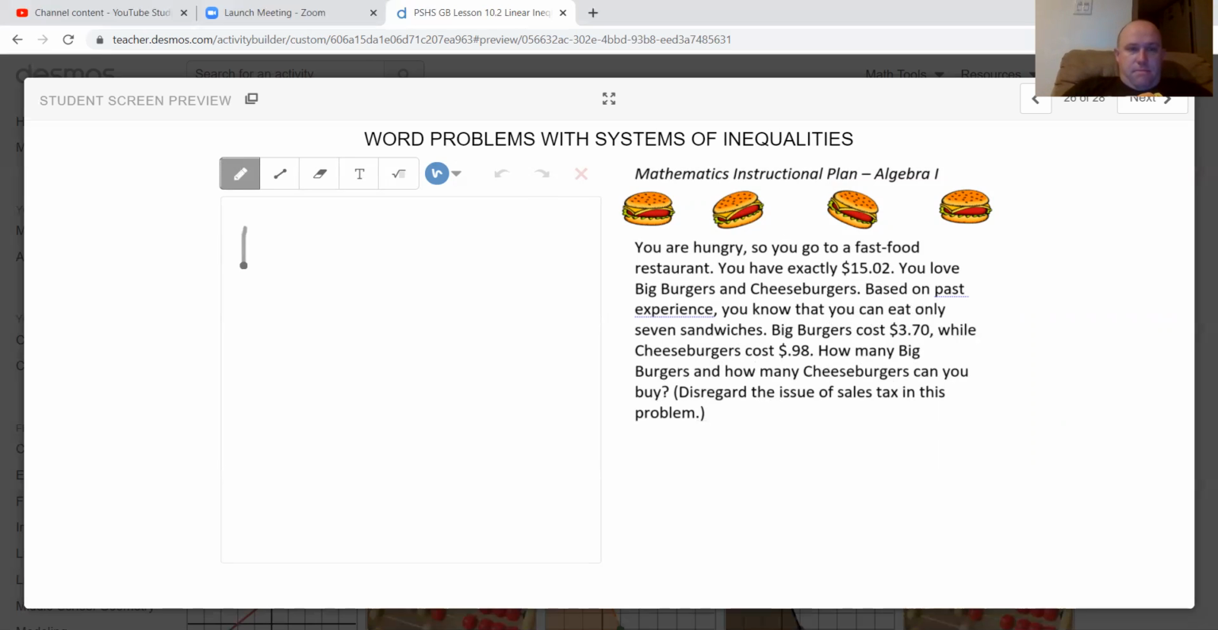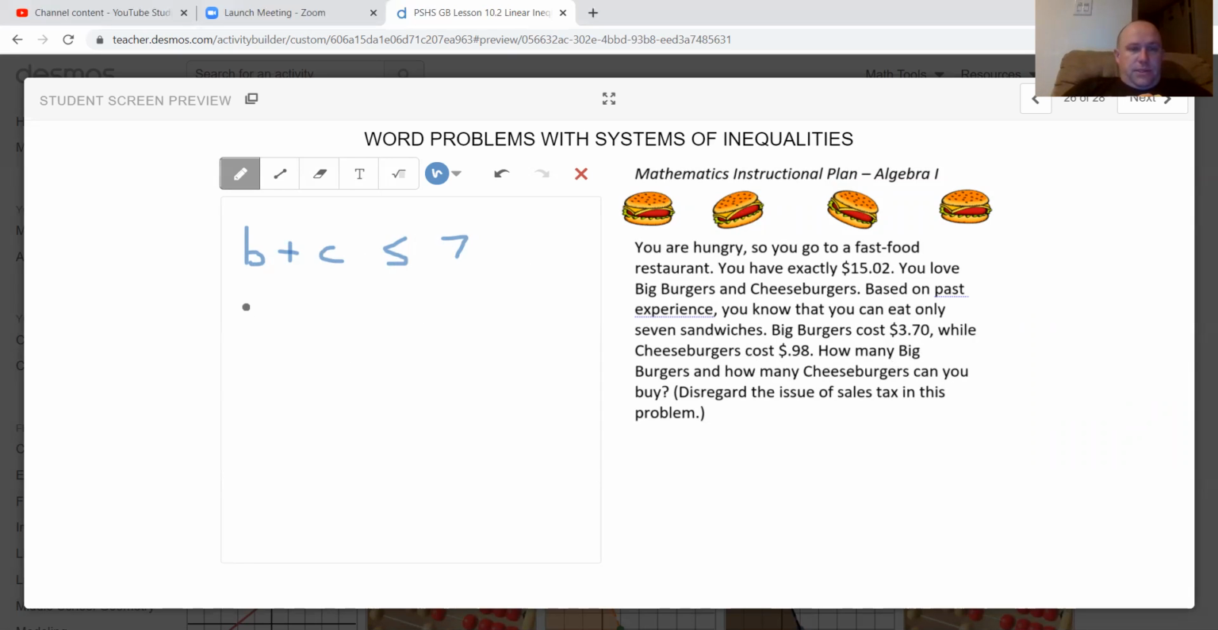So I know that my big burgers, I'm going to use B for burgers, and I'm going to use C for cheeseburgers as my 2 variables. It said you can only eat 7 sandwiches, so that would be at the most. So the amount of burgers plus the amount of cheeseburgers, at most, you can only eat 7. You can eat 7, so I'm going to include the equal sign, but 7 or less, basically.